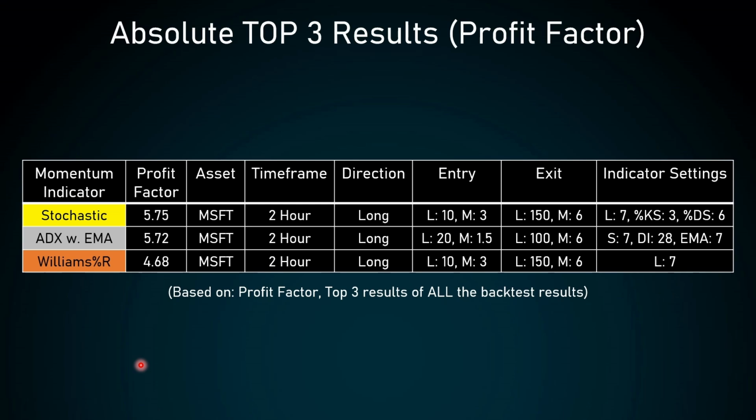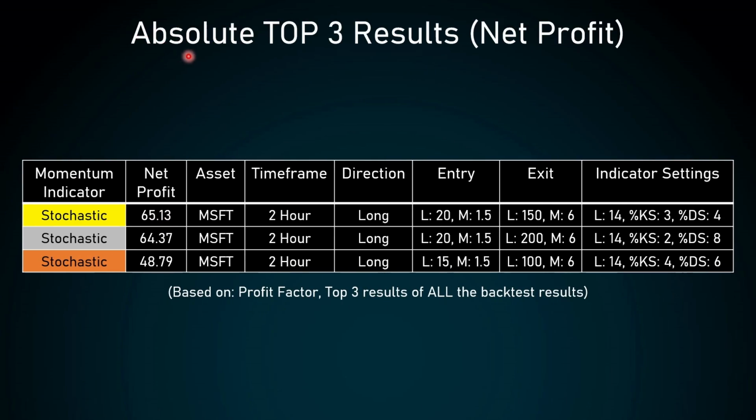Well, let's see. Finally, here are the results. Here you can see the absolute top 3 best results. These are not the point-based results, these are just the absolute best ones. At third place we had the Williams percentage R on the Microsoft 2-hour chart, long only direction. These are the settings this backtest used. And it had a 4.68 profit factor. As you can see, the second and the first place used the same asset, timeframe and direction. The second one was the ADX with an EMA with a 5.72 profit factor, and the first place winner is the stochastic with a 5.75 profit factor.